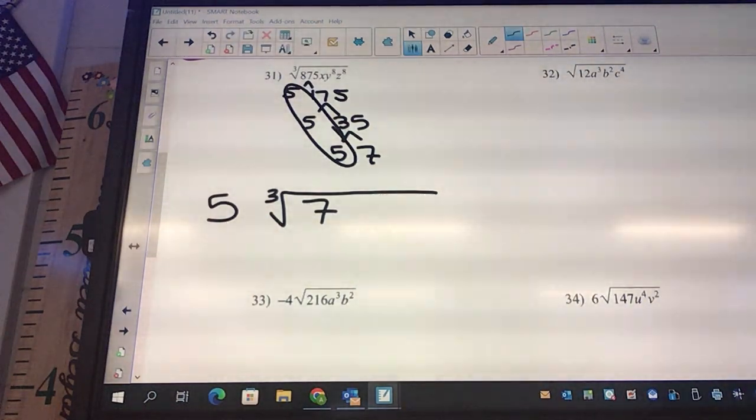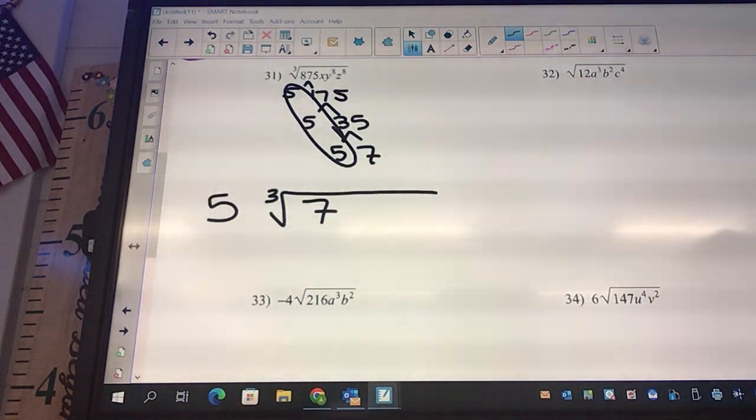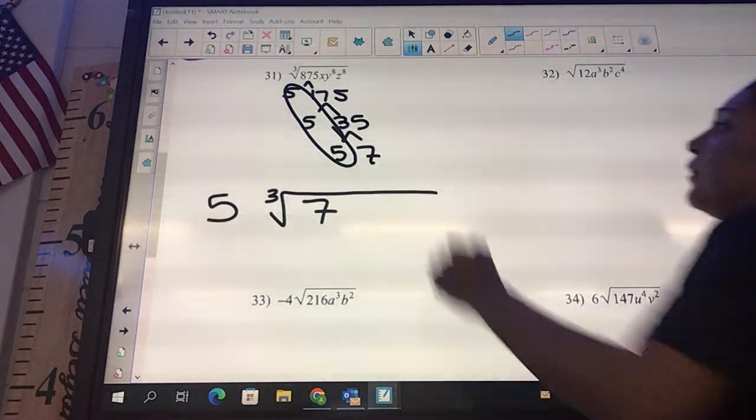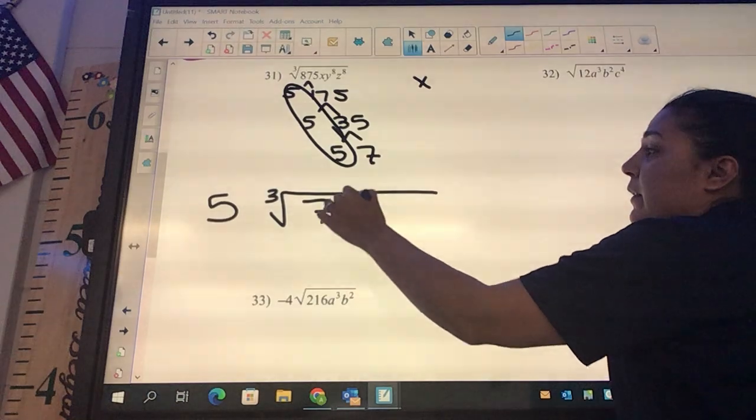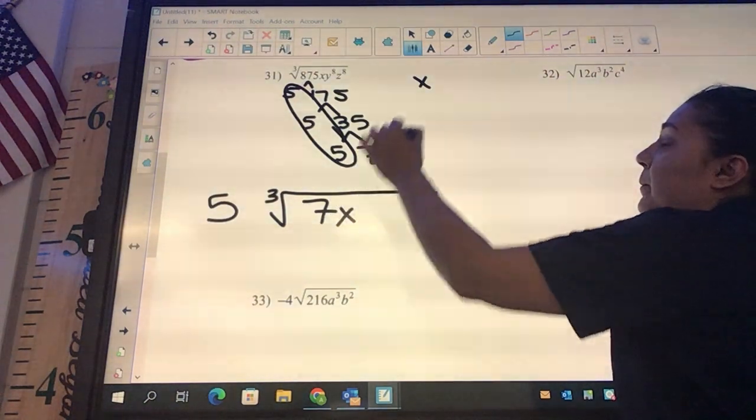Okay, and then we do the letters. How many x's do I have? 9. Can an x go outside? No. So where does it go? On the inside, under the square root.